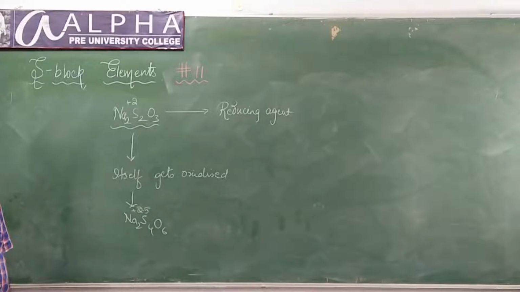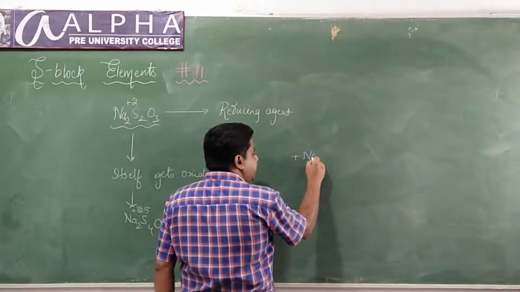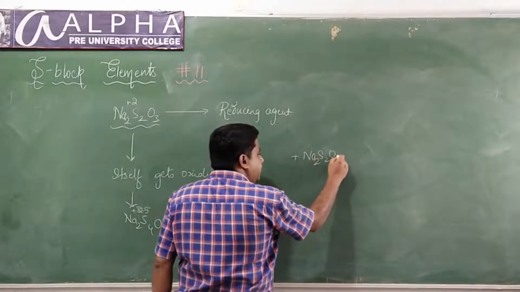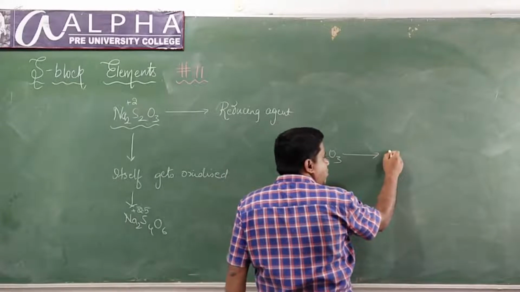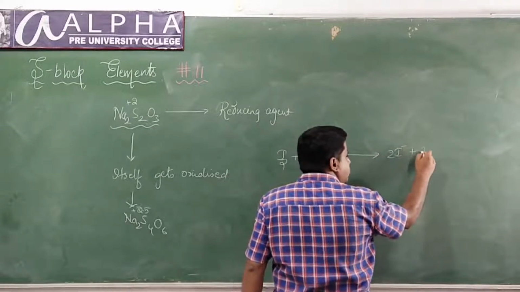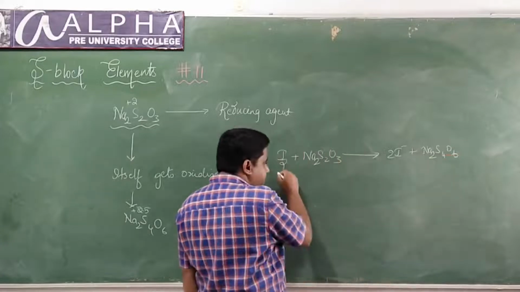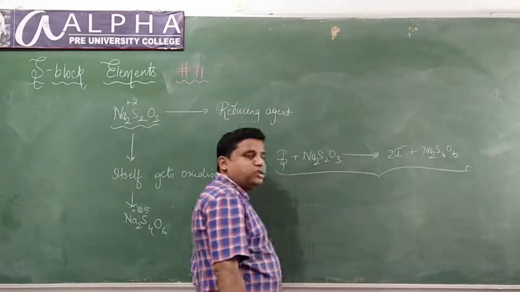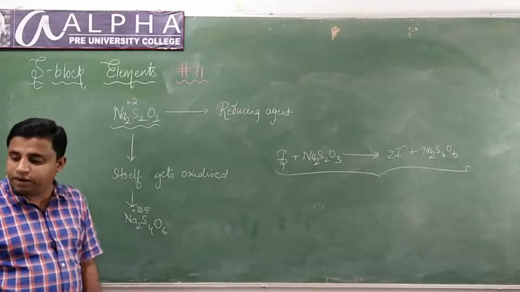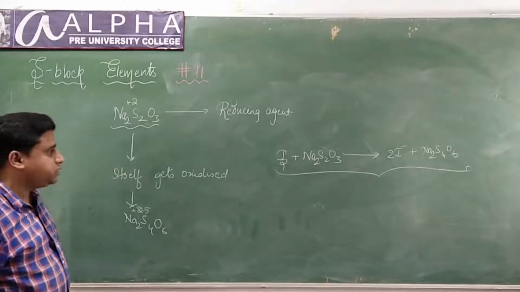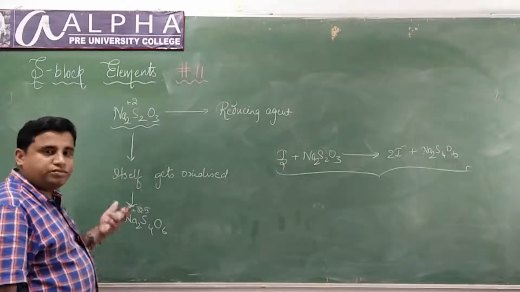Is that simple? Now I told you, whenever sodium thiosulfate, Na2S2O3, reacts with iodine, it reduces iodine to iodide, but itself gets oxidized to Na2S4O6. This reaction we come across in which type of titration? Iodometric titration.